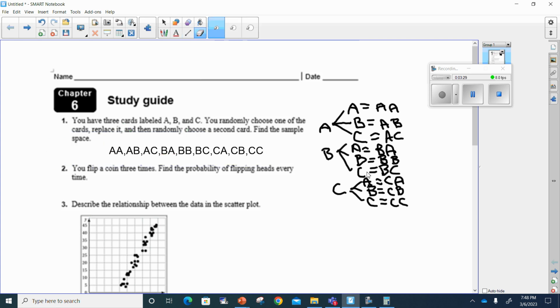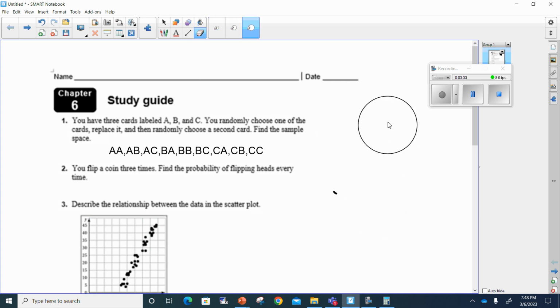All right, I'm going to erase all this. This is the work that we did to prove it. Now let's go ahead and do number 2. Number 2 says you flip a coin 3 times. Find the probability of flipping heads every time. Well, remember, if it's flipping heads every time, we have to see how many possible outcomes we can have. Now it says a coin flip 3 times.